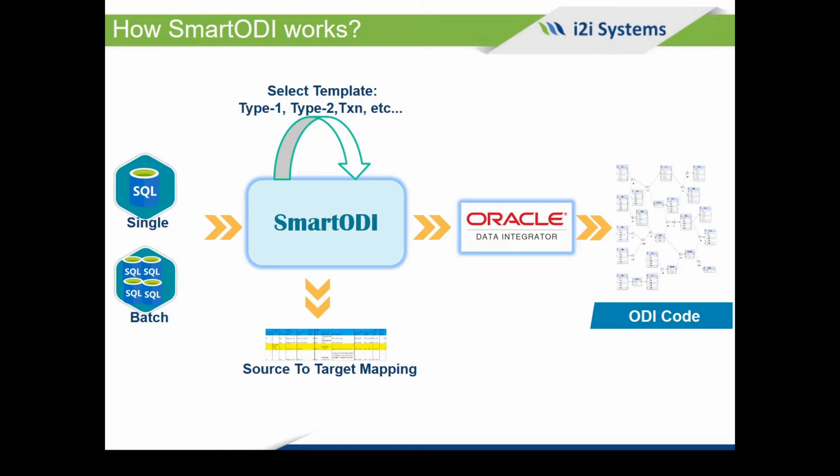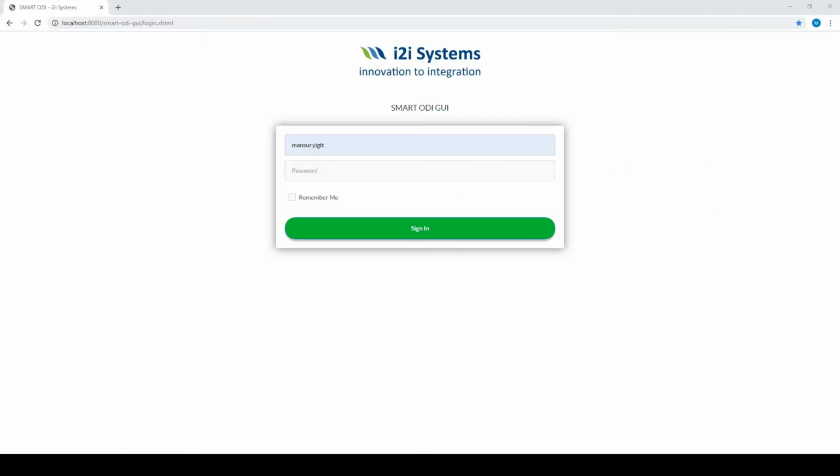As output, the processed SQL statement ODI code is generated by means of mapping, scenario, or package, which are optional output modes. Further, as indicated earlier, the system also provides the source to target mapping document automatically. Now we would like to proceed with a live demo of the system.